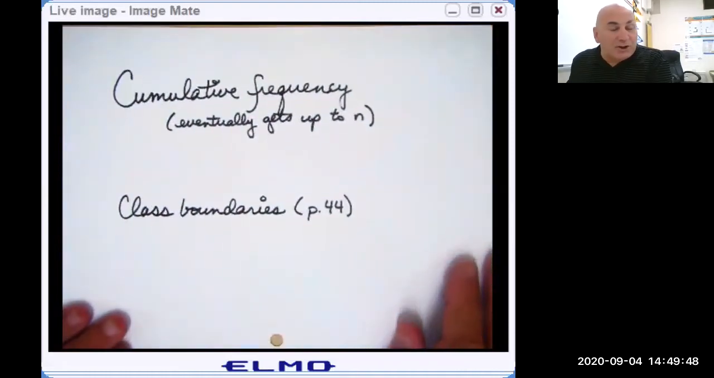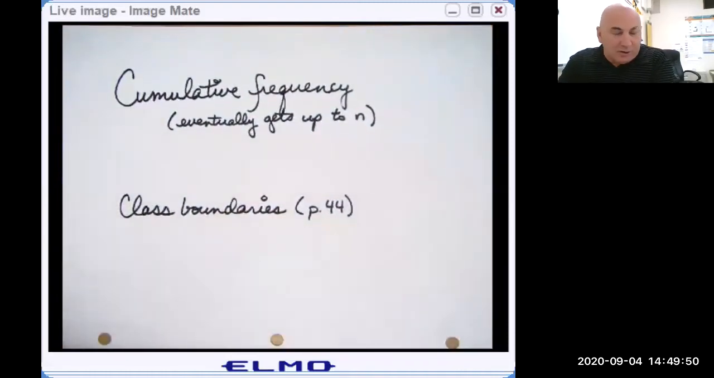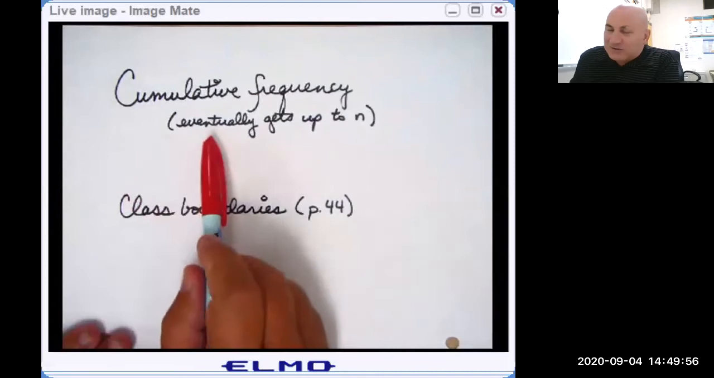There's also cumulative frequency, where you keep a running total of how many data points you've encountered so far, such that by the time you get to your last class of data, your cumulative frequency should add up to all of your data points, your N.